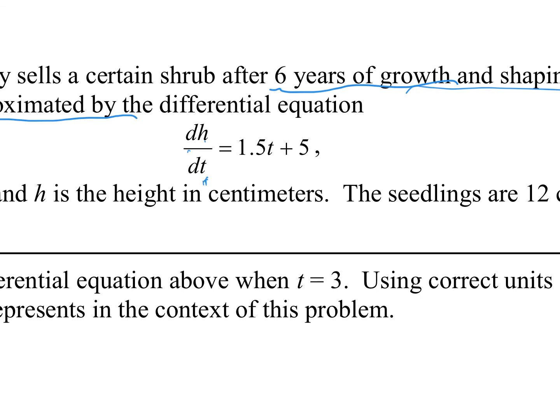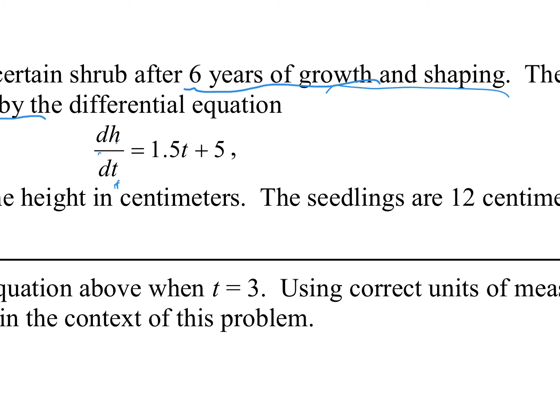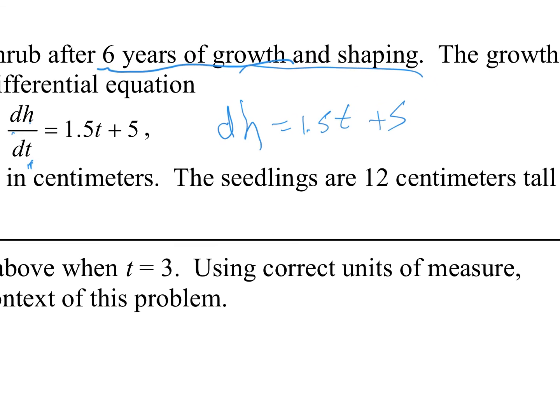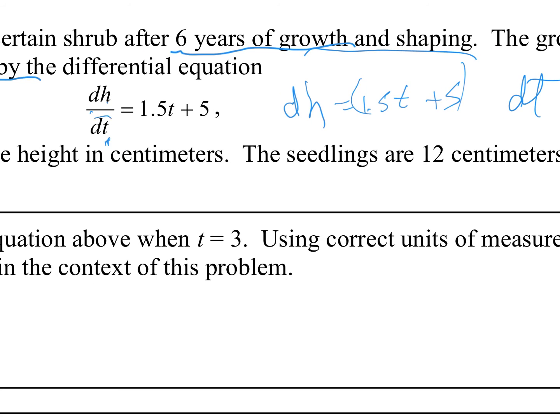But what I want you to do for a minute, I want you to pretend that I could multiply both sides by the dt. I want you to realize that this means the change of height of the shrub is equal to 1.5t plus 5 dt. I multiplied by this denominator. That's typically what we do with the differential equation.